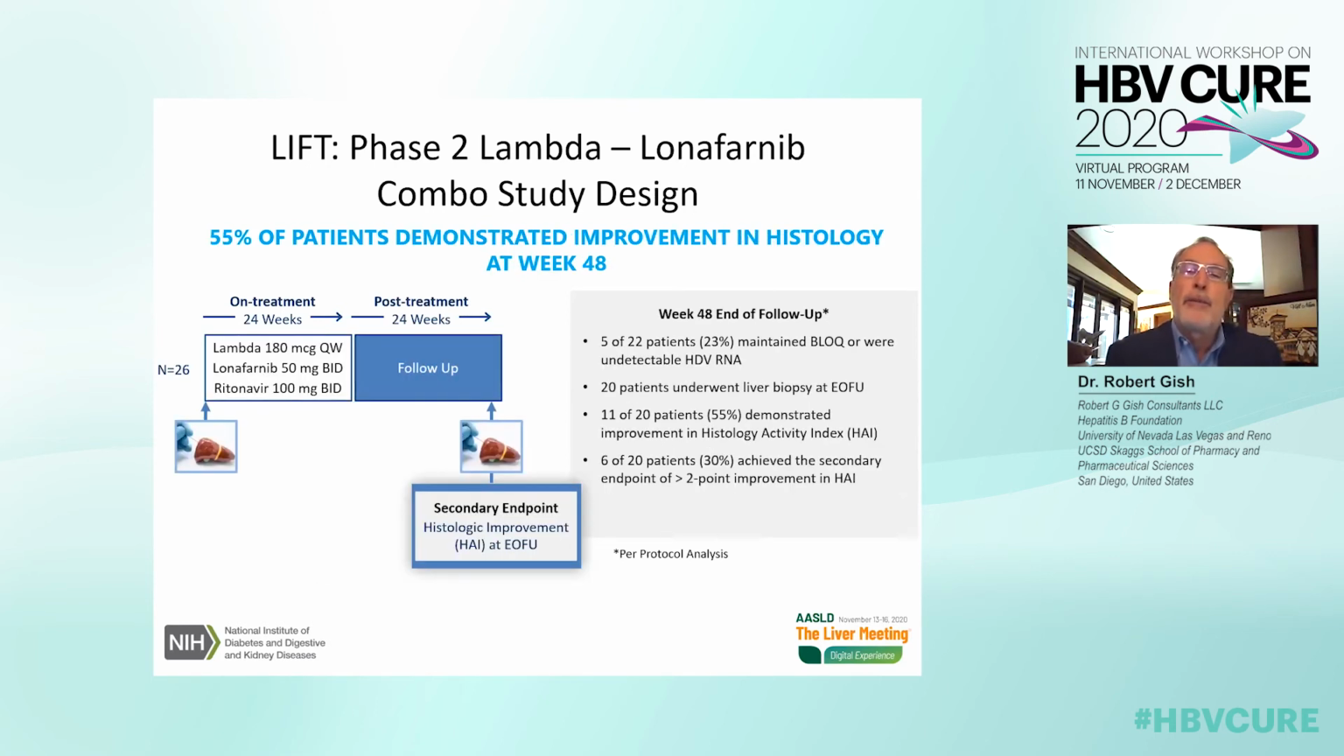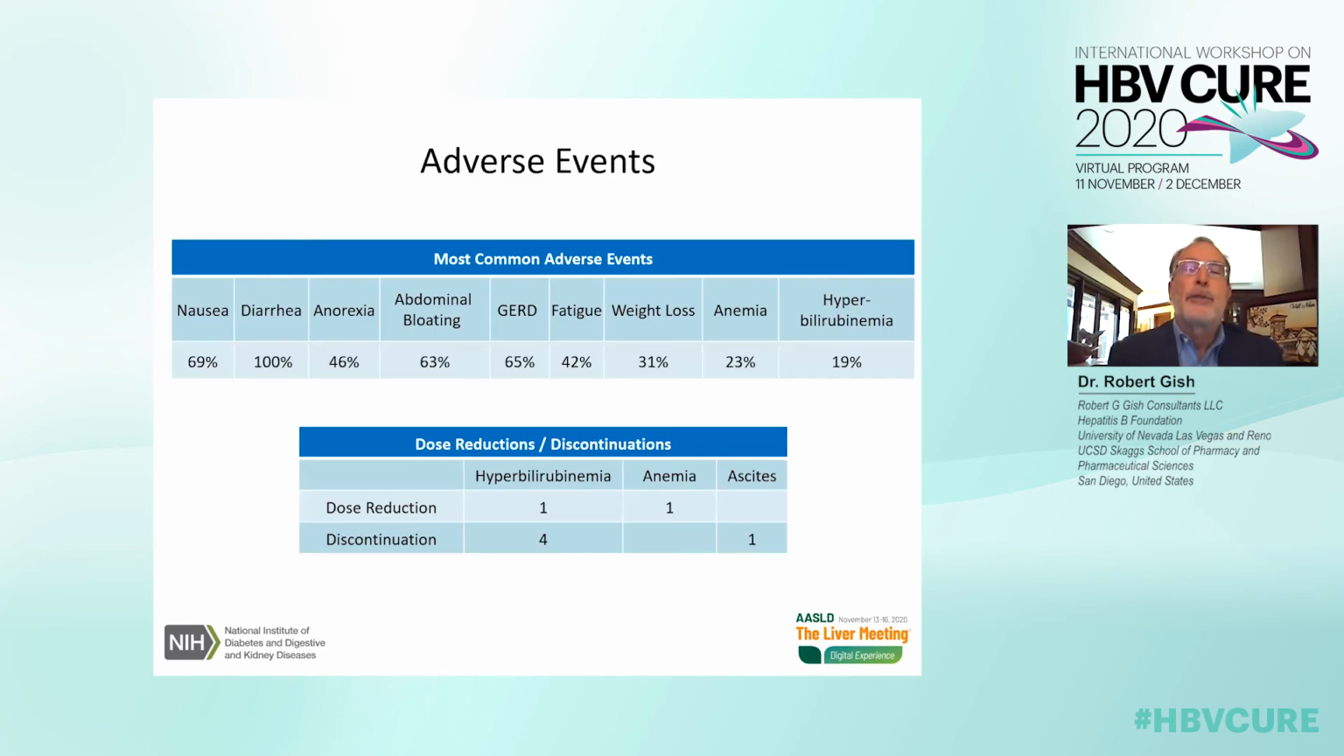Let's now talk about the follow-up histology. But first, at that 48 weeks, 5 of 22, that's 23% of patients, maintained below level of quantification or undetectable HBV RNA. 20 patients underwent liver biopsy, and 11 of 20, 55%, demonstrated improvement in the HAI score, and 6 of 20, or 30%, achieved the secondary endpoint of a greater than 2-point improvement in HAI. These are encouraging results.